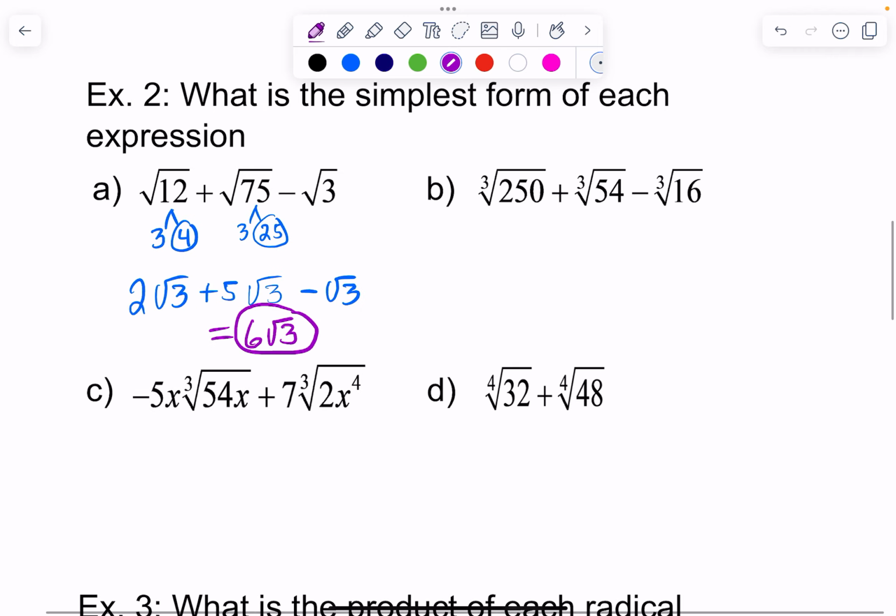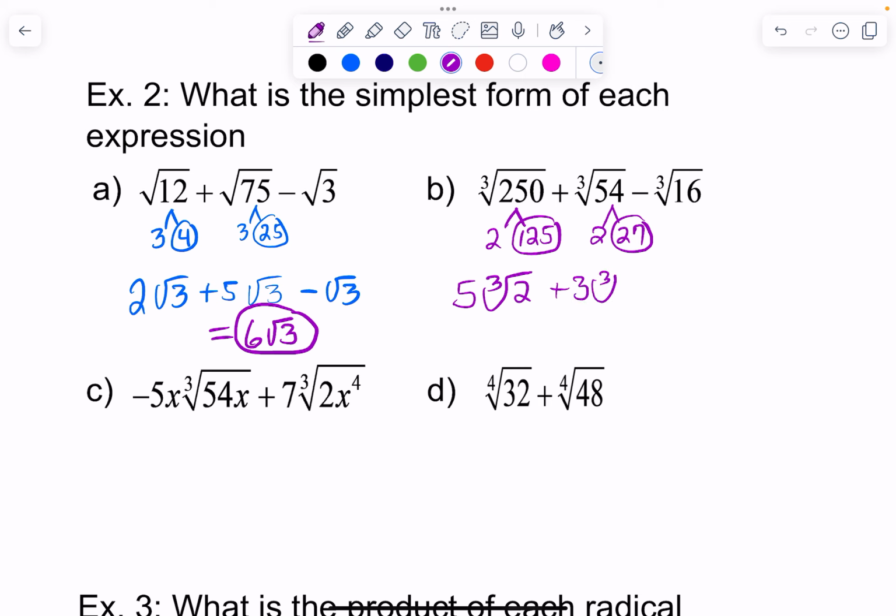The cube root of 250 can be broken down into 2 times 125. The cube root of 125 is 5 with a cube root of 2 left over. 54 can be broken down into 2 times 27. The cube root of 27 is 3. So I have 3 with a cube root of 2 left over. And 16 can be broken down into 2 times 8. The cube root of 8 is 2 with a cube root of 2 left over. And those are like radicals. So 5 cube roots of 2 plus 3 cube roots of 2 minus 3 cube roots of 2 gives me 5 cube roots of 2.